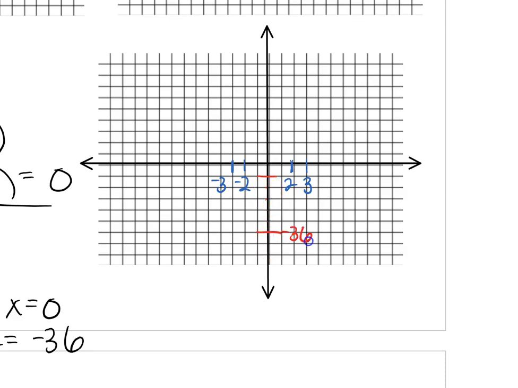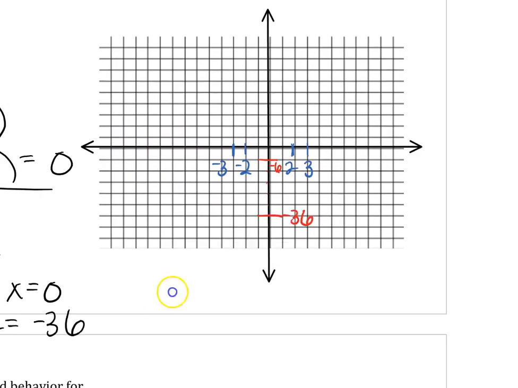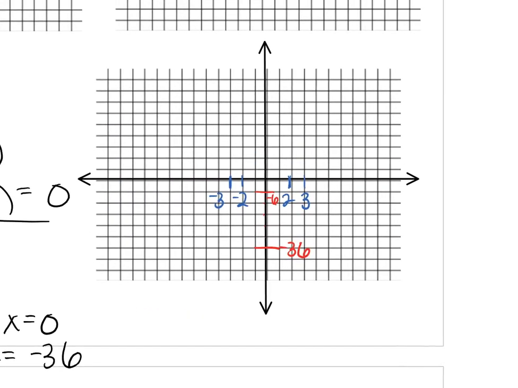This would be negative 36, because I'm doing by 6s. And my end behavior was down in both directions. Okay, so I'll fill in my end behavior. Everything to the left of negative 3 must be down. Everything to the right of 3 must be down. I must cross, and then cross again. I've got to hit the y-axis, go up to 2, cross, go back to 3, cross. And that completes my function.